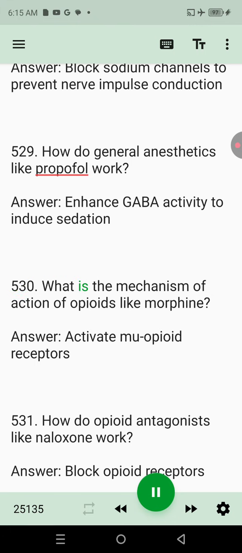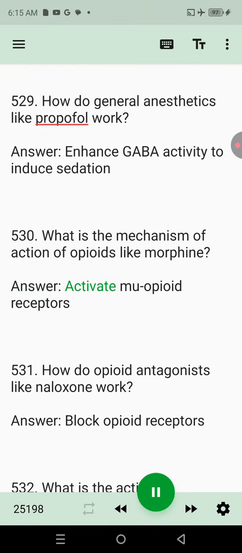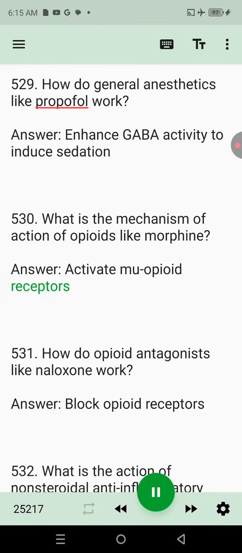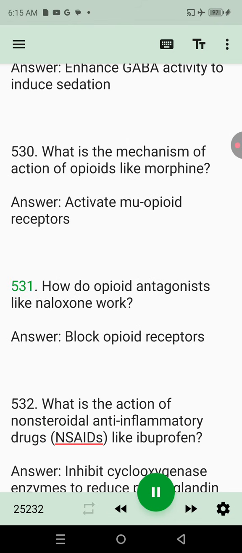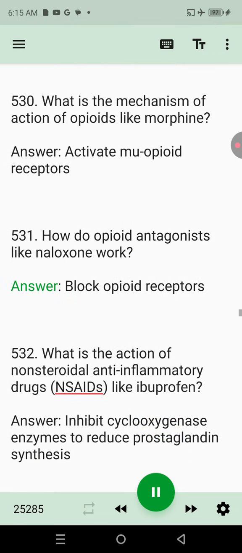530. What is the mechanism of action of opioids like morphine? Answer. Activate mu-opioid receptors. 531. How do opioid antagonists like naloxone work? Answer. Block opioid receptors.